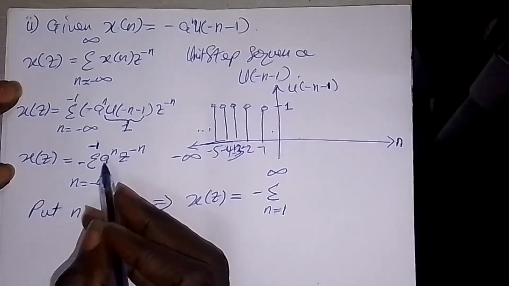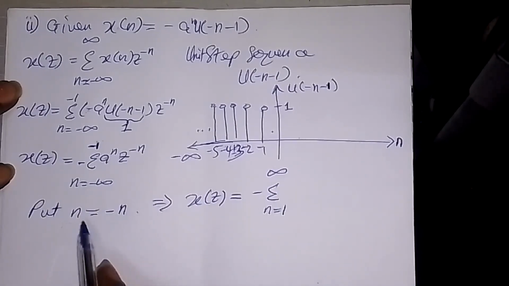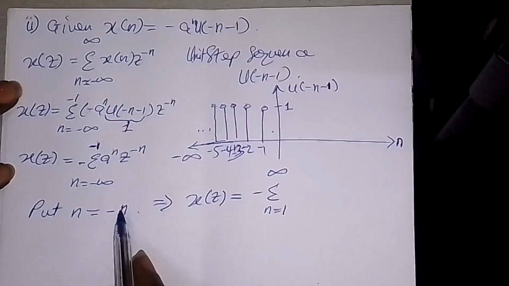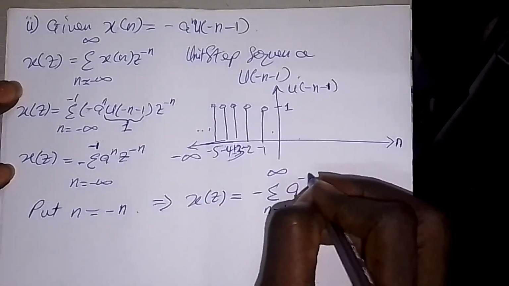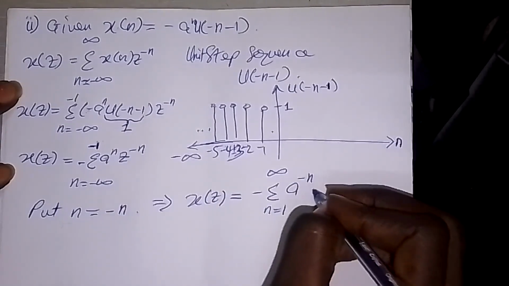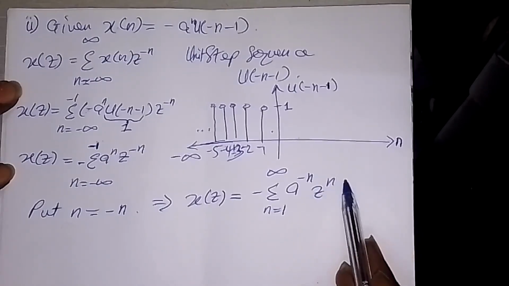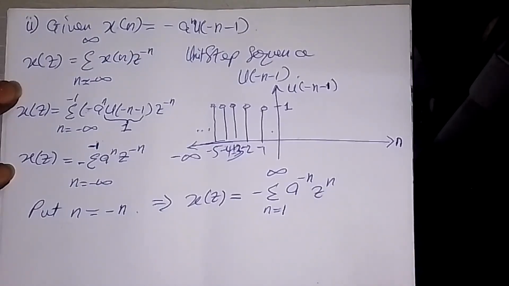Okay, so now here you see that because I changed the summation from 1 to infinity, where there is n, I'll put minus n. So now it will become z exponent minus n, and this z exponent minus n will become what? Z exponent n, because minus minus n will become a positive n, and here will become minus n. So this is what I'm going to have now.